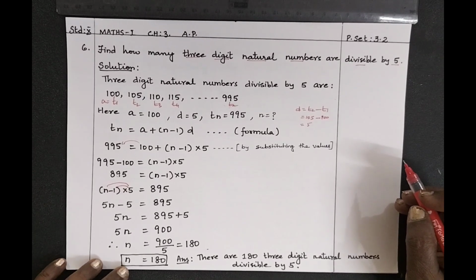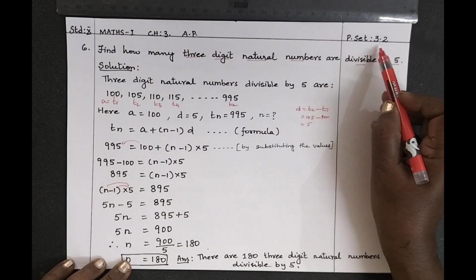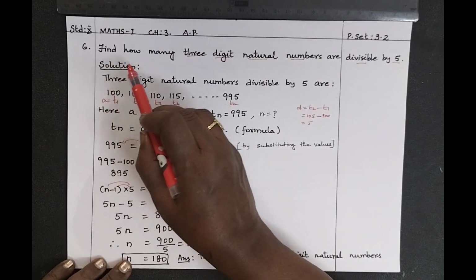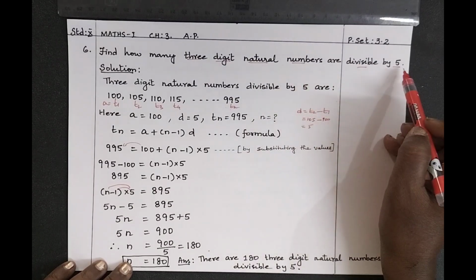Welcome dear students. Today we are going to solve the remaining sums from practice set 3.2. Now the sixth sum is: find how many 3-digit natural numbers are divisible by 5.